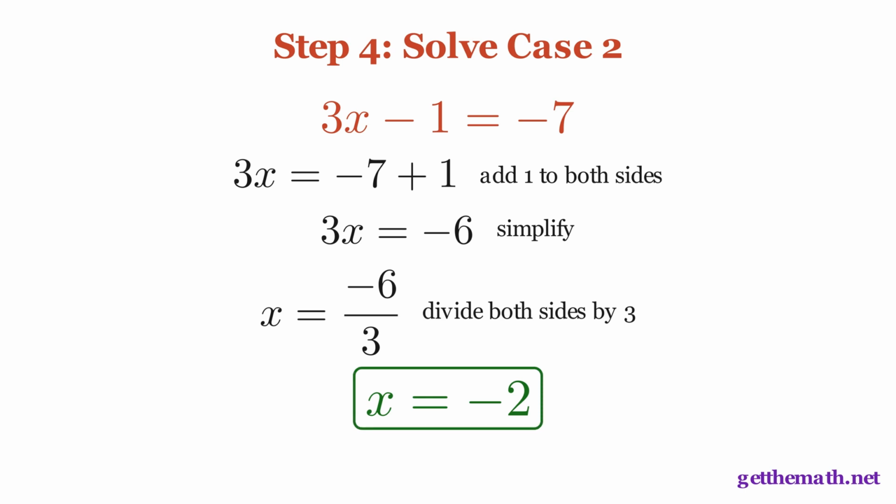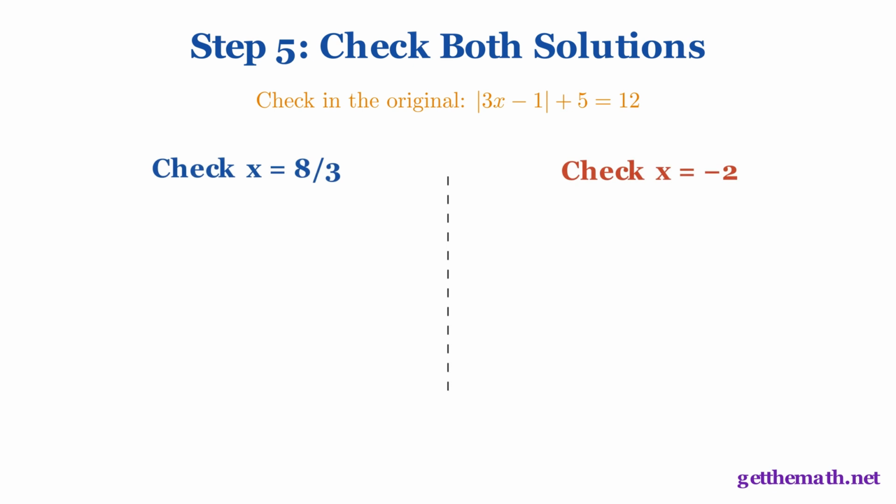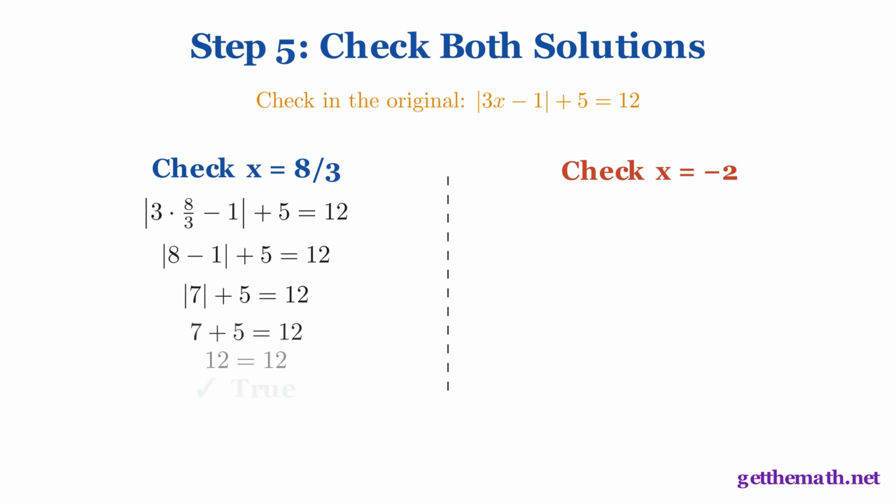Step 5. Check both solutions in the original equation. Remember, we check in the original equation, not the simplified one. The original equation is, the absolute value of 3x minus 1 plus 5 equals 12. Check x equals 8 thirds. 3 times 8 thirds equals 8. 8 minus 1 is 7. The absolute value of 7 is 7. 7 plus 5 equals 12. 12 equals 12. True. This solution works.